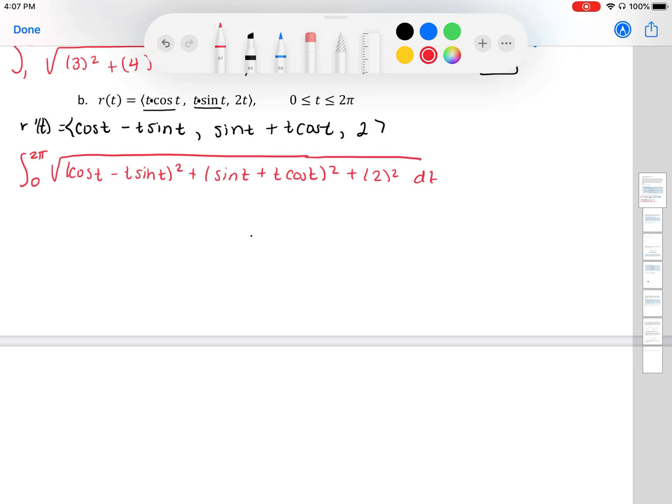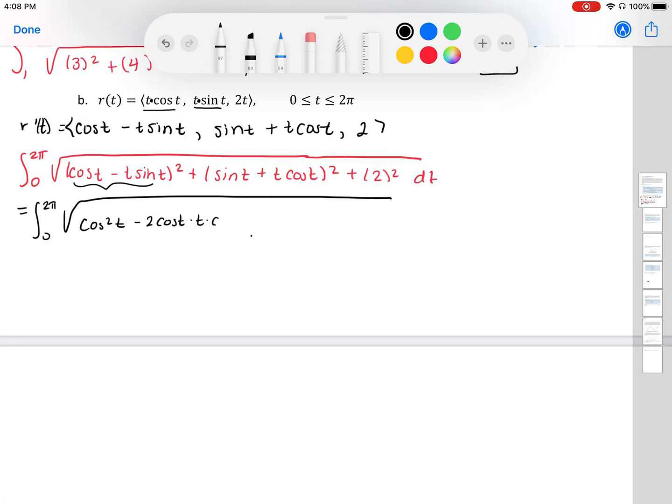Okay, well, let's expand it. Let's hope some things cancel out. If we square that first term, we're left with cosine squared t minus 2 cosine t times sine t.